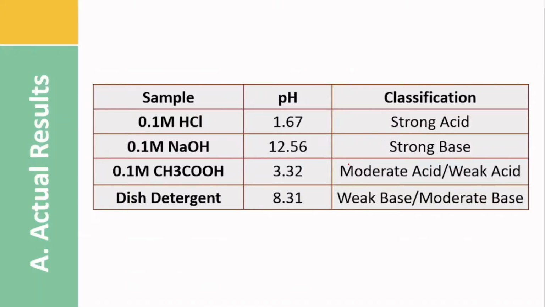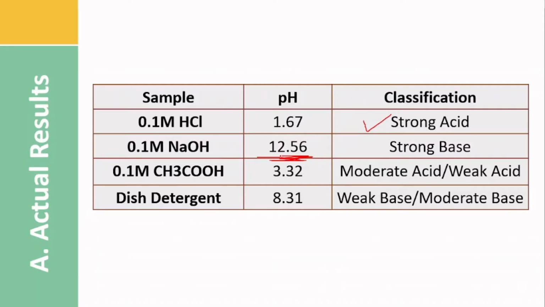So next, here are the actual results of the pH according to the laboratory demonstration that was shown earlier. So sample number 1 is your 0.1 molar hydrochloric acid. Based on our observation, it has a pH of 1.67. So it is classified under your strong acid. Next naman po is your 0.1 molar sodium hydroxide. It has a pH of 12.56 according to the laboratory demonstration using your pH meter. It is classified under your strong base.